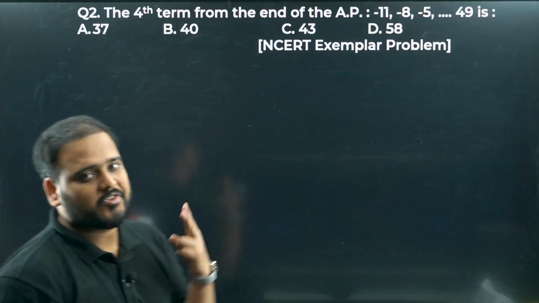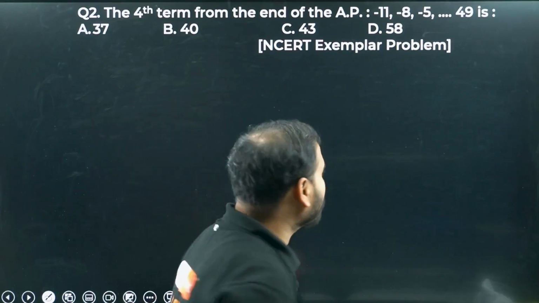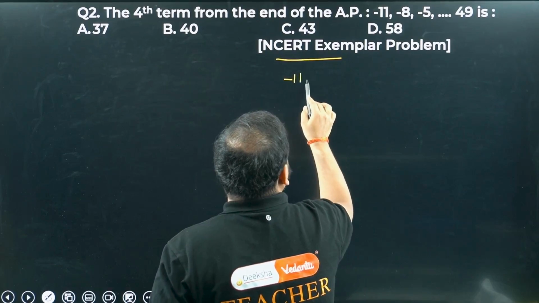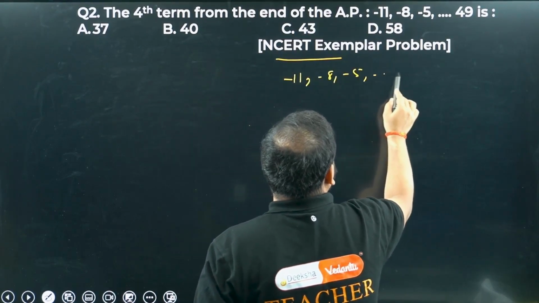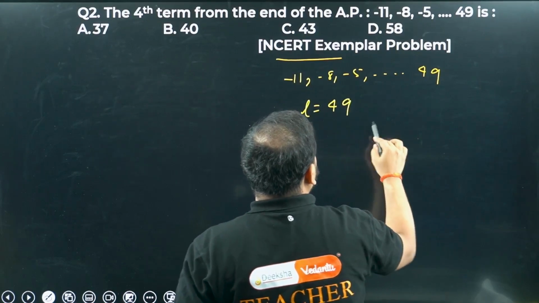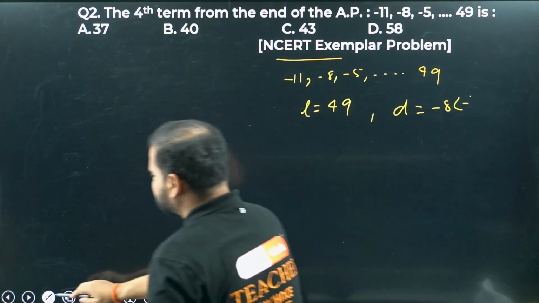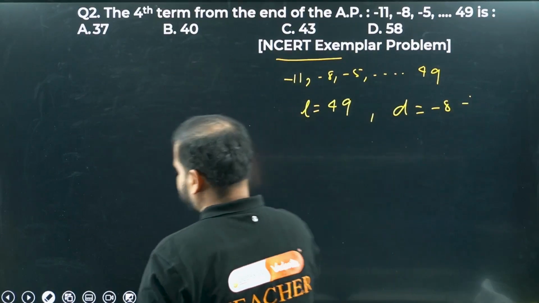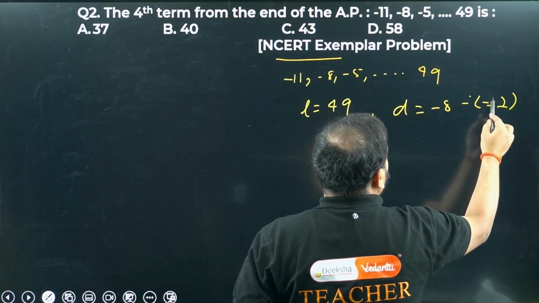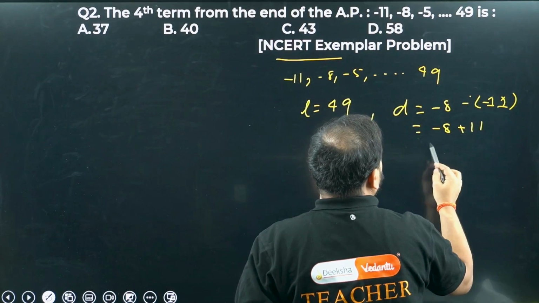Moving on to number 2. Question number 2. The fourth term from the end. See, the concept has come now. Exemplar question. Great. For the AP they have given, bacha, let's figure it out. Minus 11, minus 8, minus 5, goes till 49. So my last term is 49. What's the common difference, sir? Common difference is minus 8 minus of minus 11. How much is that, sir? Minus 8 plus 11, so plus 3.